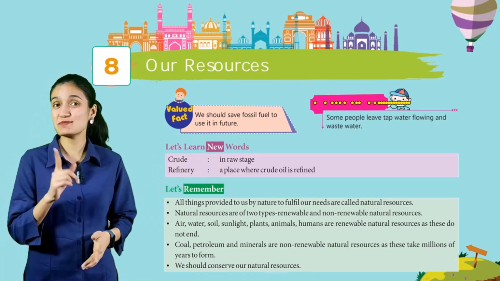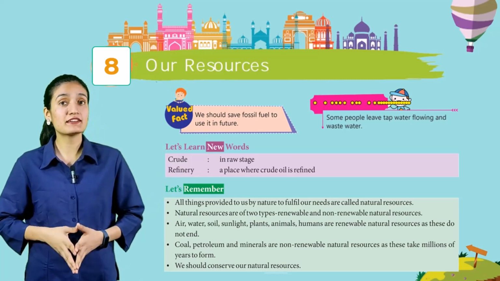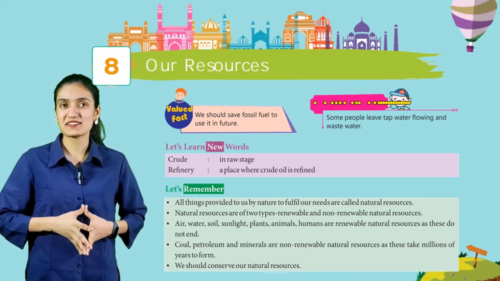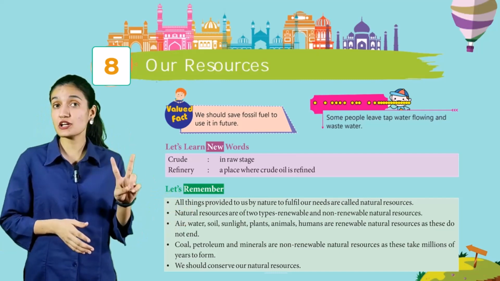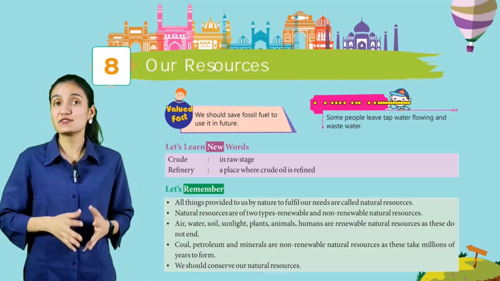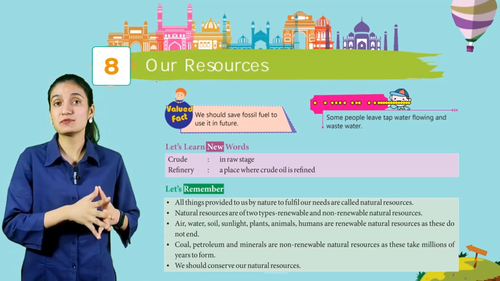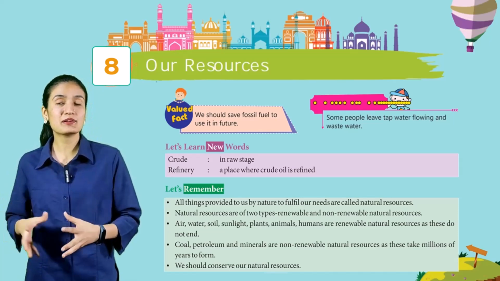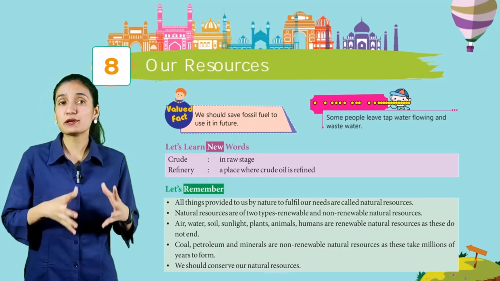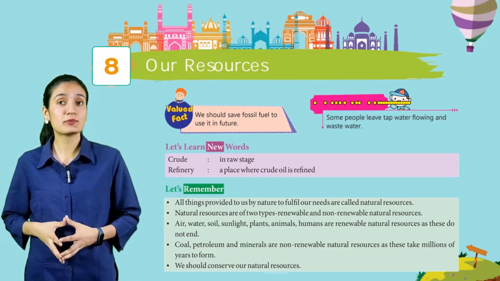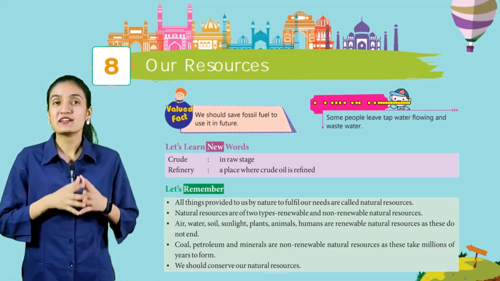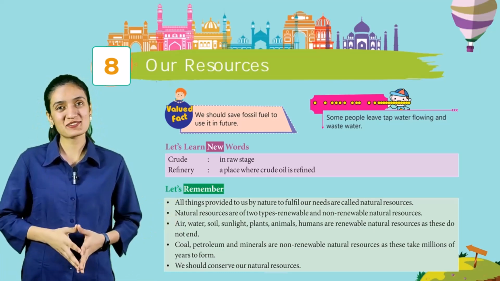Now students, let's remember, all things provided to us by nature to fulfill our needs are called natural resources. Natural resources are of two types, renewable and non-renewable natural resources. Air, water, soil, sunlight, plants and animals are renewable natural resources as these do not end. Coal, petroleum and minerals are non-renewable natural resources as these take millions of years to form. We should conserve our natural resources.